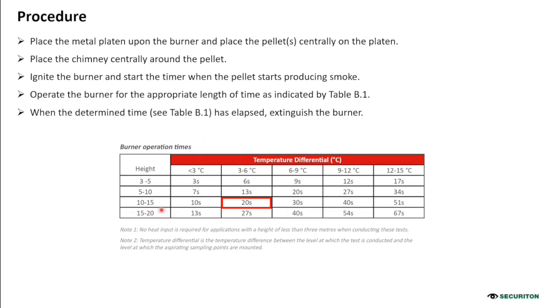So you see, this is the building height from 10 to 50 meters. This is the difference of temperature there is from the floor to the height. So if the difference is from 3 to 6 degrees or 9 to 12 degrees, you see you need to increase the burning time. In this case, the difference between the floor and the ceiling was within 6 degrees. So we need to leave the heater on, after it starts generating smoke, for 20 seconds. When this time has finished, you need to stop the heater.